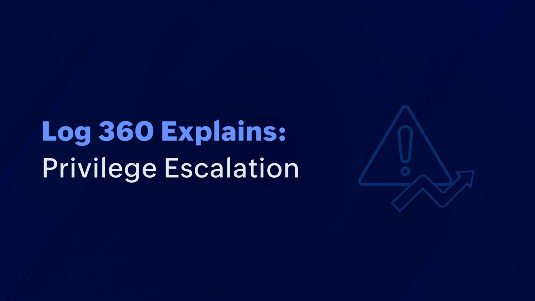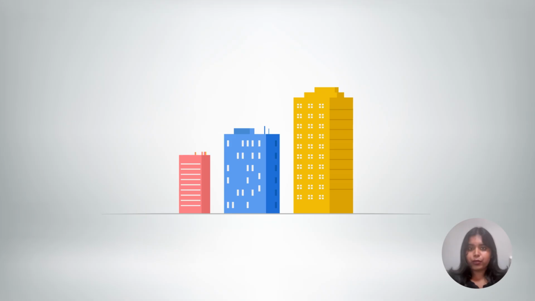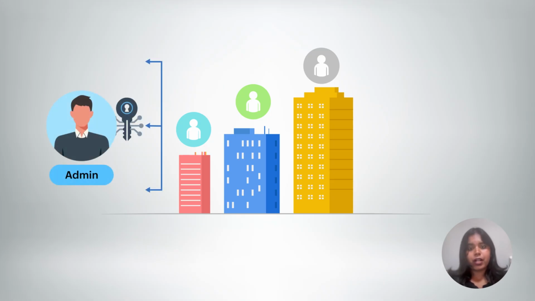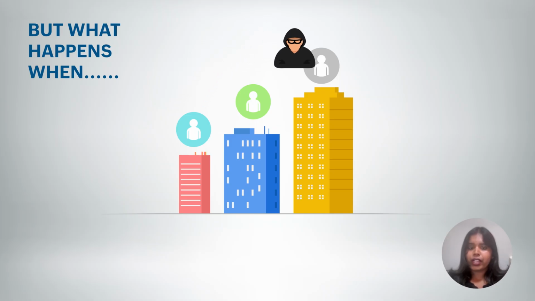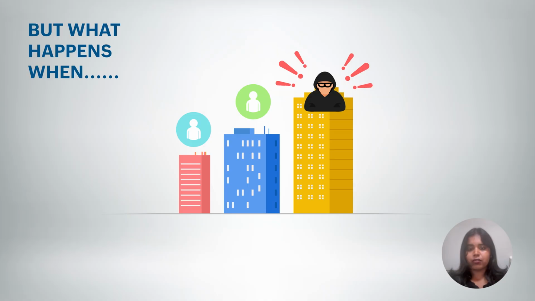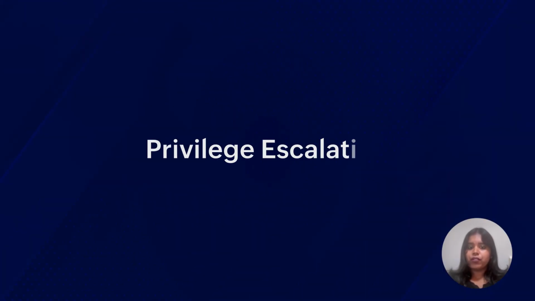Hello everybody. Today, let's discuss privilege escalation. Imagine your computer system as a building with different levels of access. Some users have keys to only a few rooms, while others have master keys. But what happens when someone without the right credentials tries to climb the ladder and gain access to the penthouse? Now that is called privilege escalation, which is a common tactic under the MITRE ATT&CK threat modeling framework.